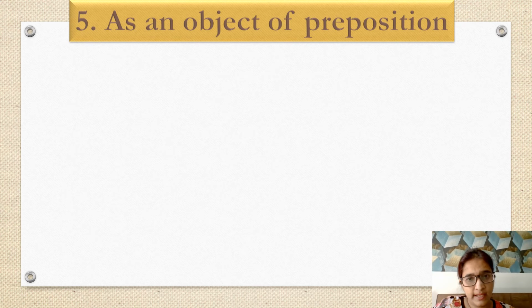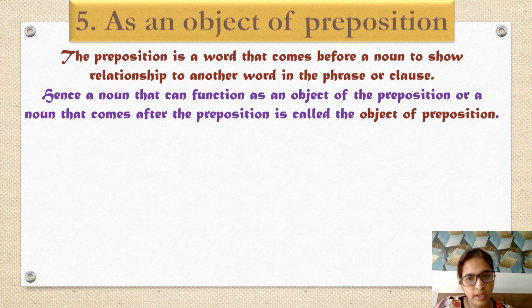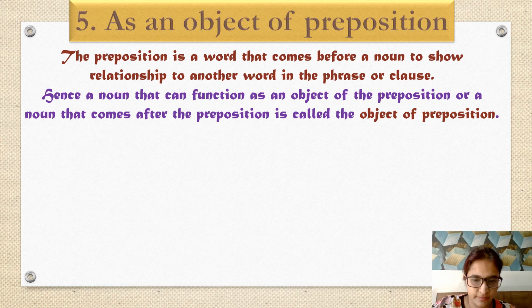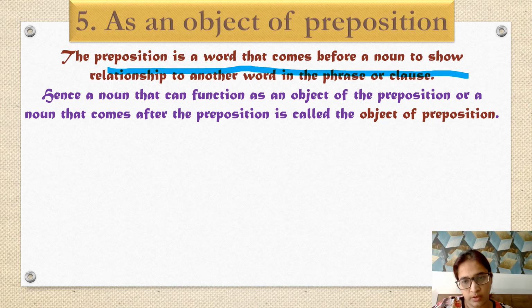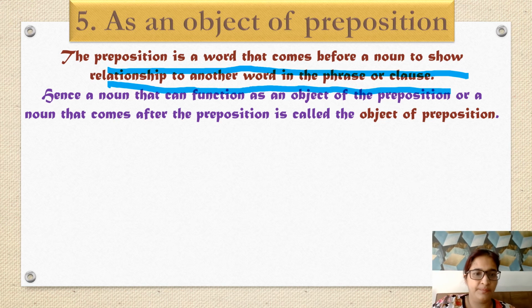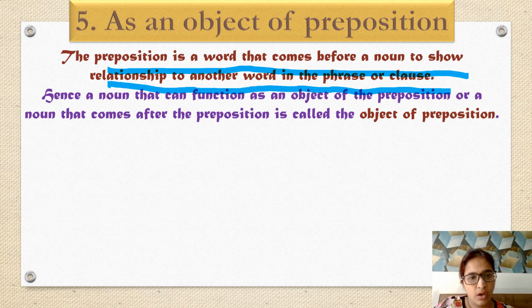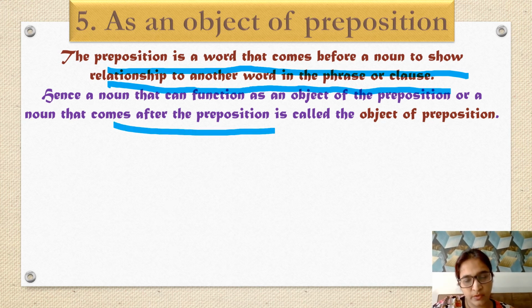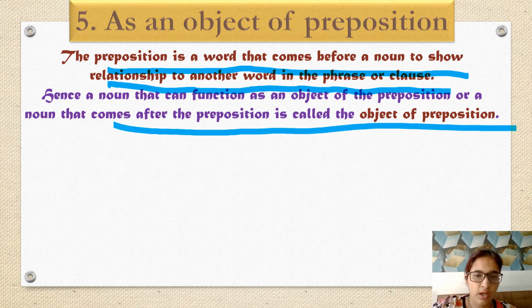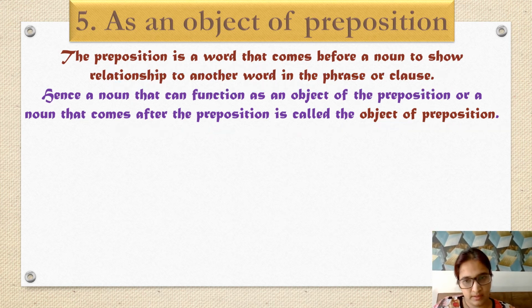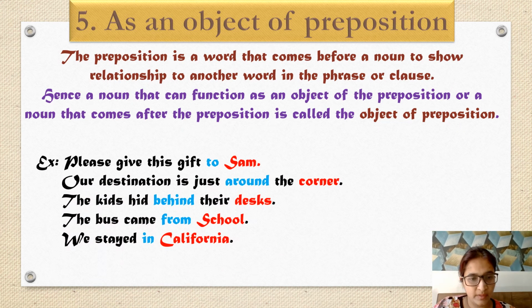Now, where the noun is being used as an object of preposition. A preposition is a word that comes before a noun to show relationship to another word in the phrase or clause. Hence, the noun that comes after the preposition is called the object of the preposition. Again, don't get confused with the statement. Let's see the examples, you will know better.